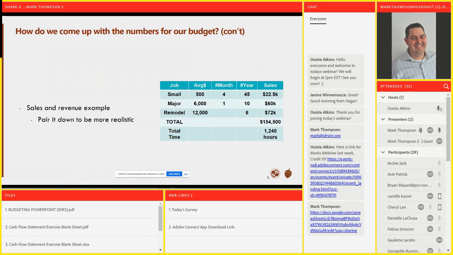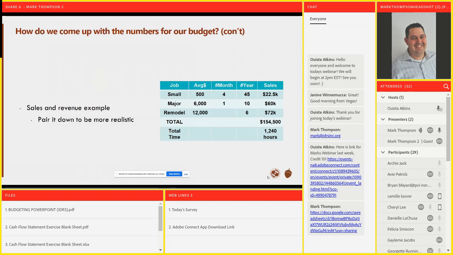into the business, right? So what I've done is I've reduced the number of jobs that I've done, right? And so now I'm down to 45, 10, and 6, right? And there the math should work, right? So that's 22,500. 60,000 in major remodels and 72,000. And I add those up and I get 154,500, right?